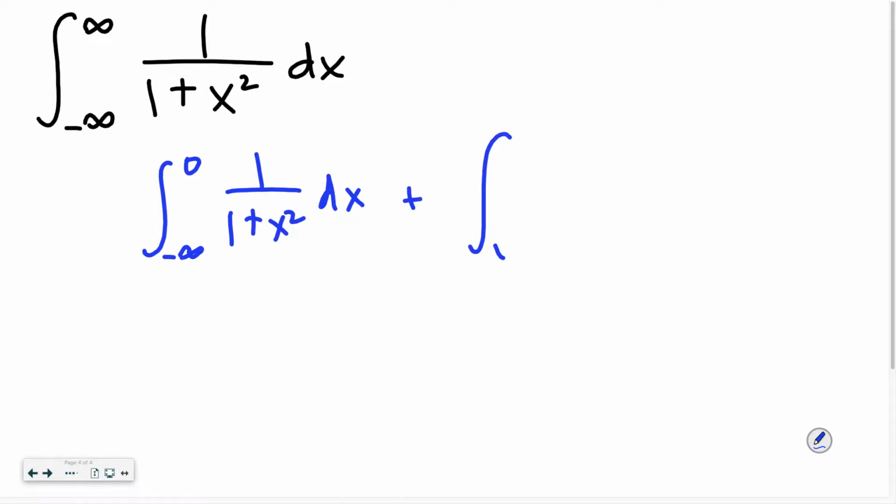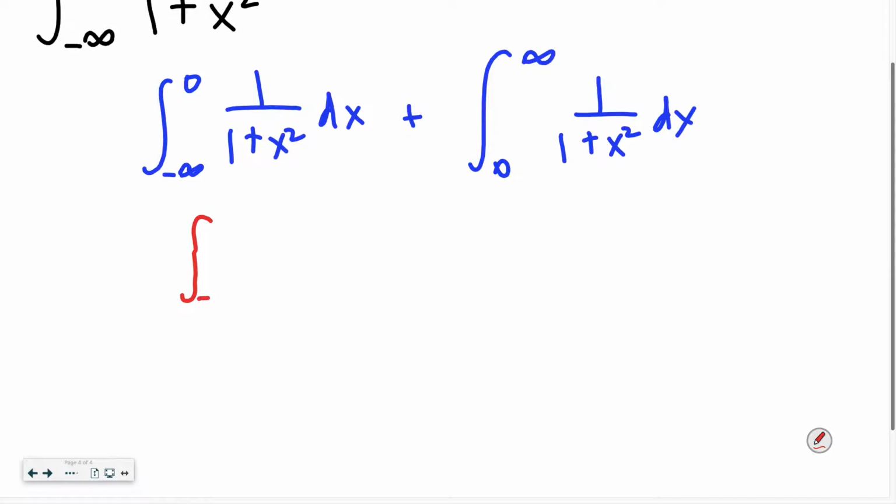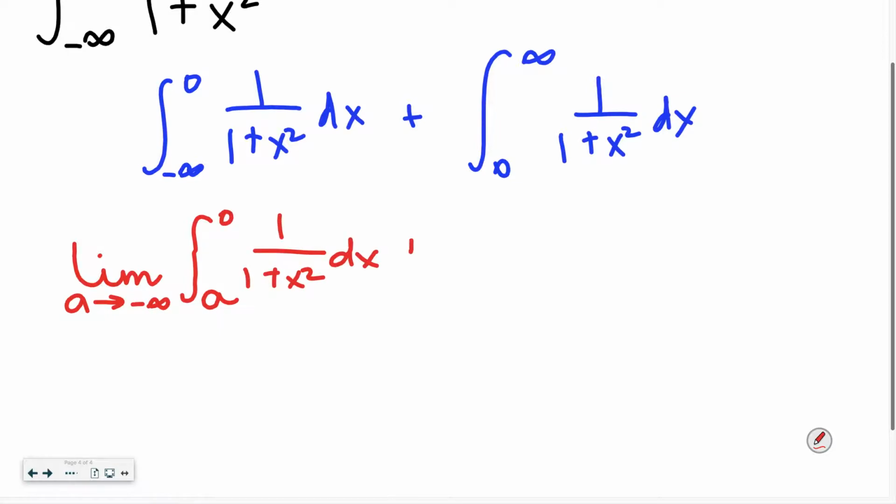So I'm going to split this up into two integrals, with the same antiderivative. Now we're going to replace negative infinity with a and create the limit as a approaches negative infinity. And then I am going to replace infinity with b and create the limit as b approaches infinity.